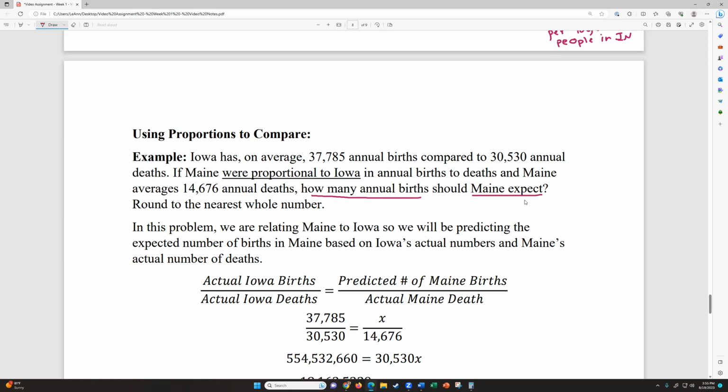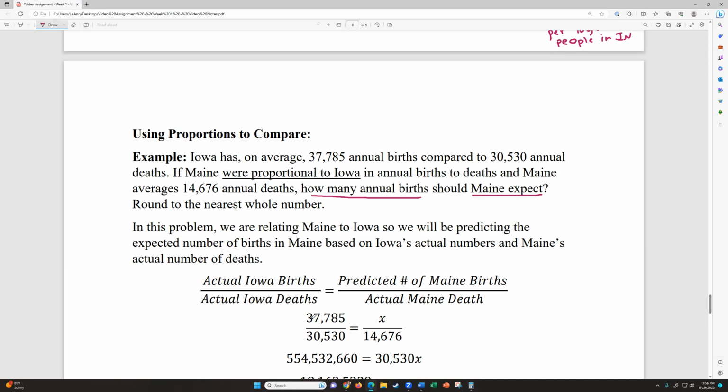So in this problem, we're relating Maine to Iowa. So we will be predicting the expected number of births in Maine based on Iowa's actual numbers and Maine's actual number of deaths. So we have actual Iowa births over actual Iowa deaths equals predicted number of Maine births over actual Maine deaths. So even if this number on top may not be the actual number of births that happened in Maine, it's the prediction based on the fact that we're giving you of Maine being proportional to Iowa in this ratio, okay?